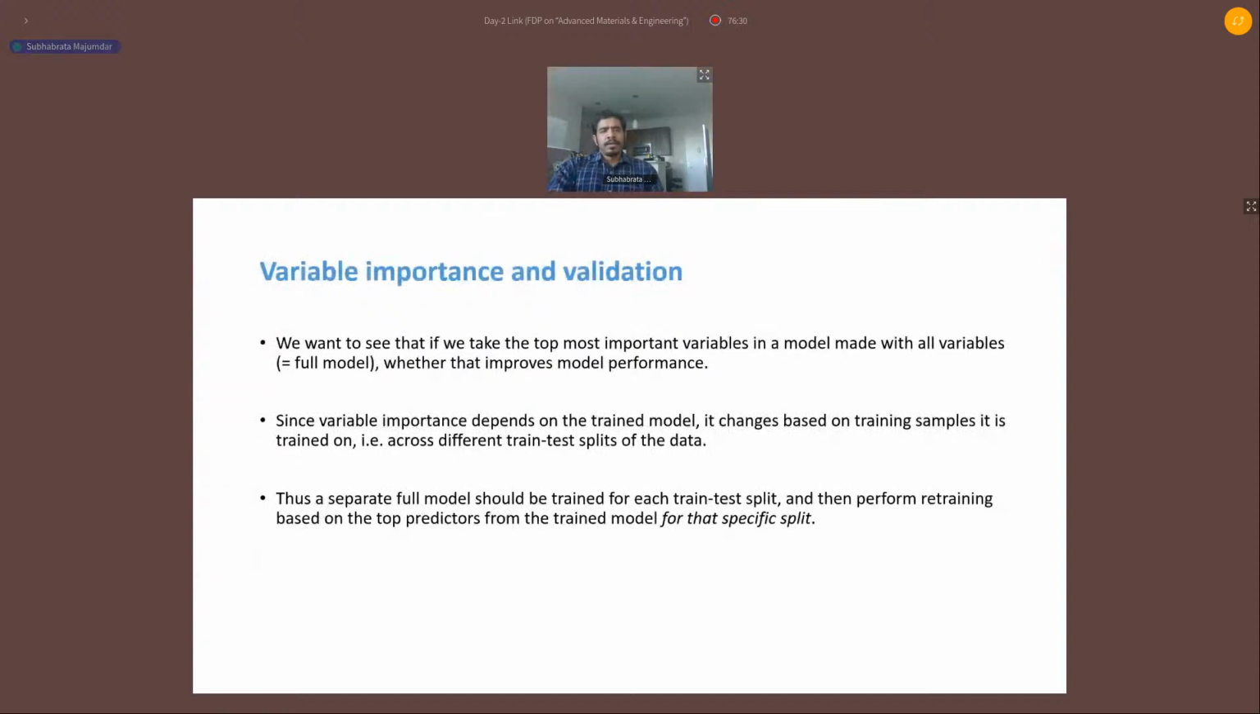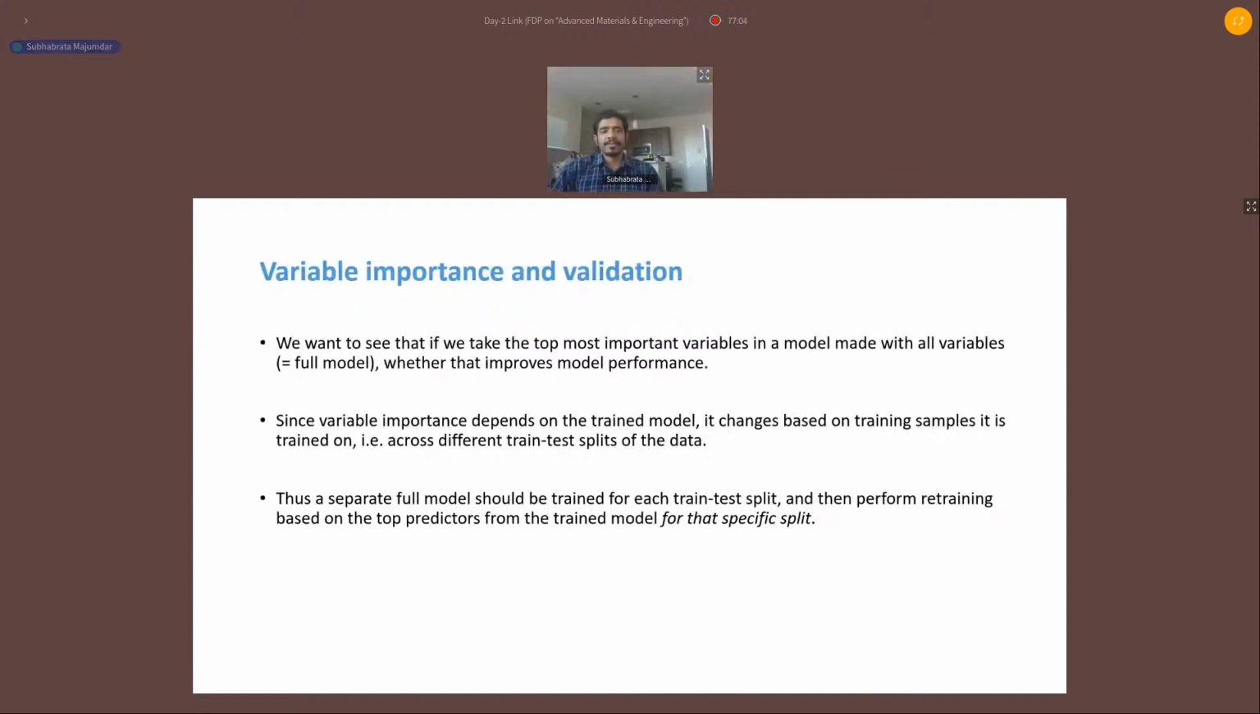All right, so in terms of variable importance, we want to see whether the top 5% variables improve model performance. How we measure model performance, we come to later. We want to compare them against the full model, which is the model of all variables, and then take the top 10%, 15%, 20%, up to 95%, and observe whether the improvement actually happens for a small number of descriptors. And that model is the model that we would be interested in.